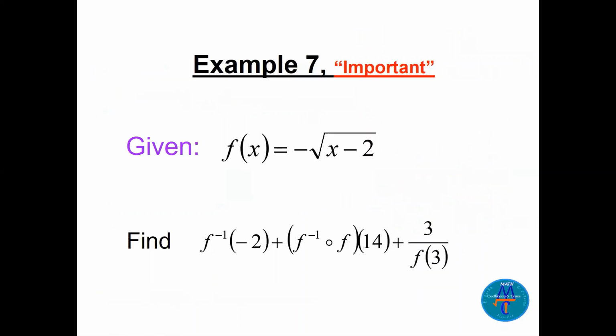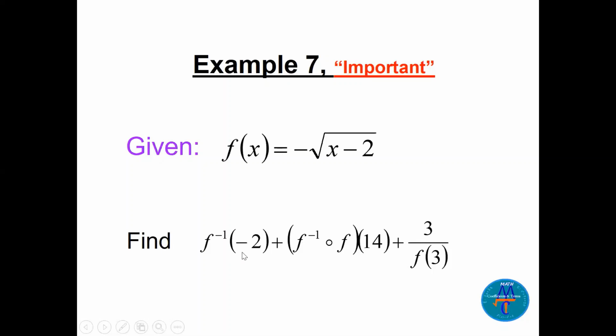Really nice question. Number 7, function f of x equals minus square root of x minus 2. Let's find f inverse of -2 plus f inverse circle f of 14 plus 3 over f of 3. Let's find all these values. See which one is easy. This is easy, f of 3, just replace 3 in the function. This is in the middle here. It's always 14 because this is cancellation.